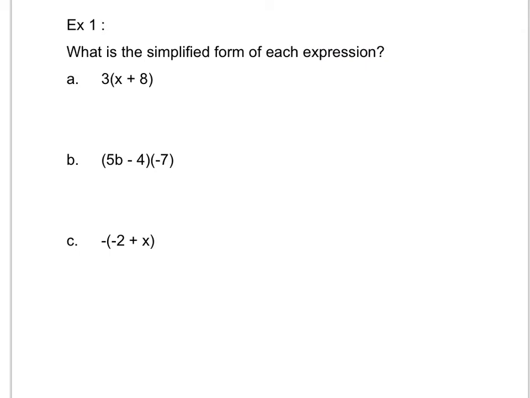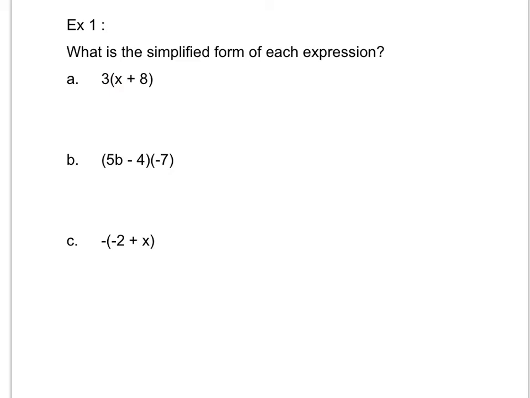We use the distributive property when we see parentheses and a number directly attached to the parentheses without a sign in between, okay? It means we're multiplying. It doesn't matter if the number is in front or if it's behind the parentheses. Okay, what we do when we distribute is we pass out that number to everything in the parentheses.